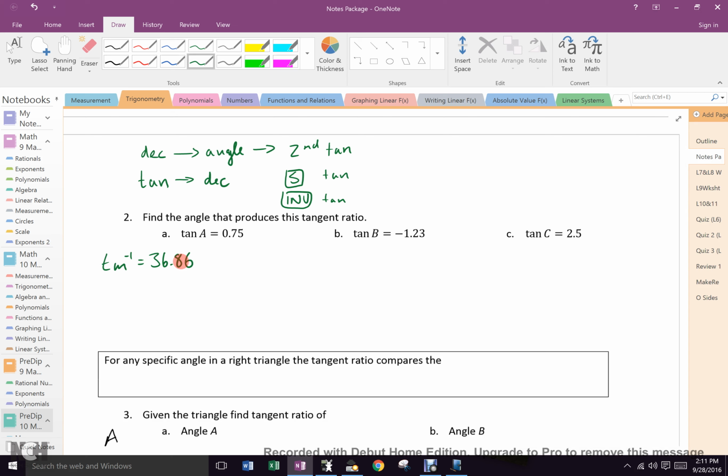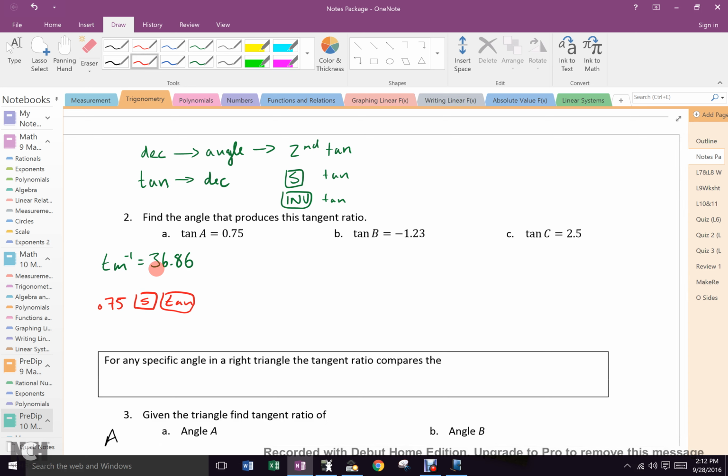You've got to go 0.75, shift, tan. So if you've got a backwards calculator, you do your 0.75, then shift, then tan, and you should get the 36.86. Can everybody do it?